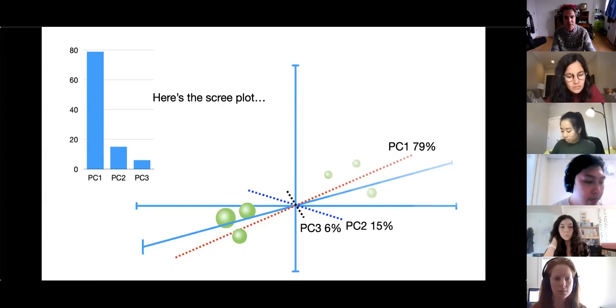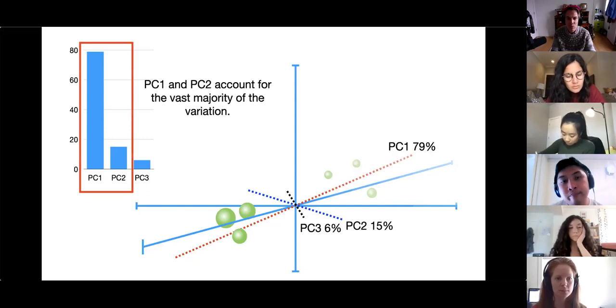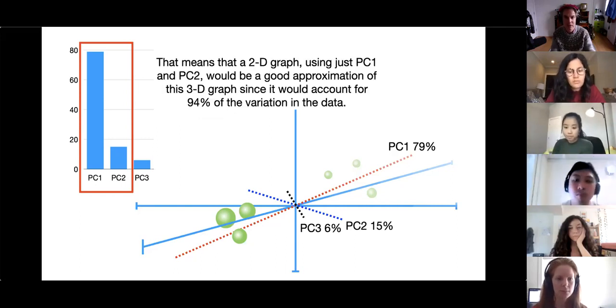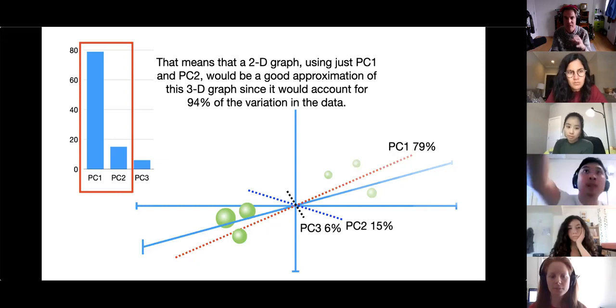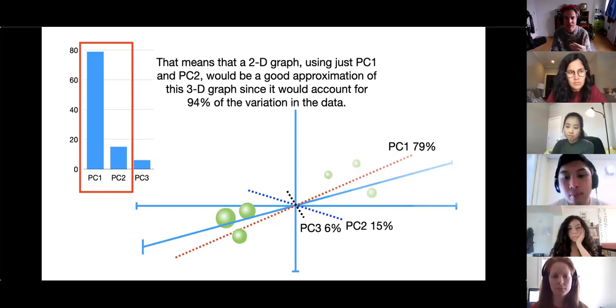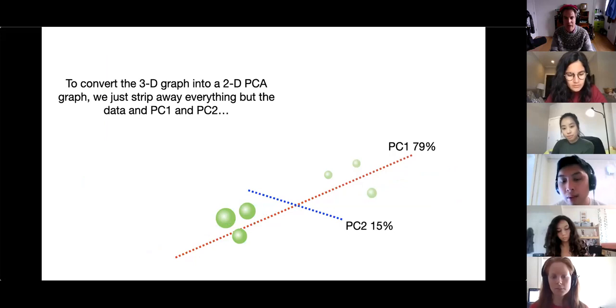And here's the scree plot. Remember, these are our rocks on the edge of the mountain. PC1 and PC2 account for the vast majority of the variation in the data. And that means that a 2D graph using just PC1 and PC2 would be a good approximation of this 3D graph, since it would account for 94% of the original variation in the data.